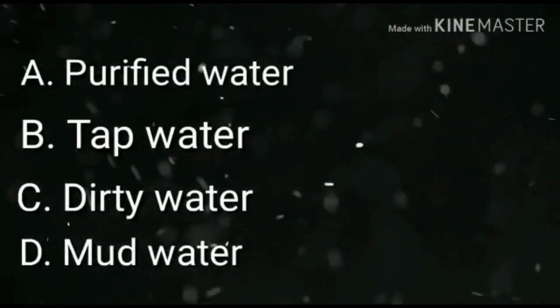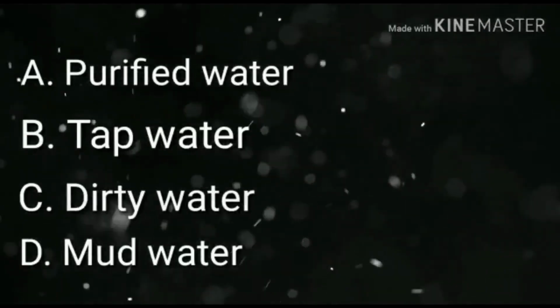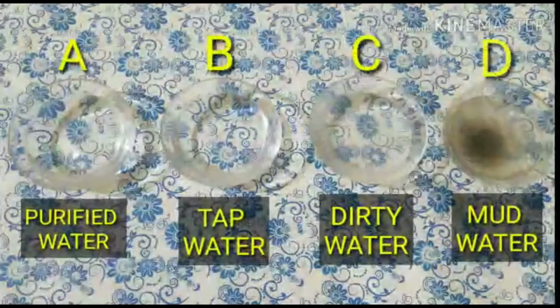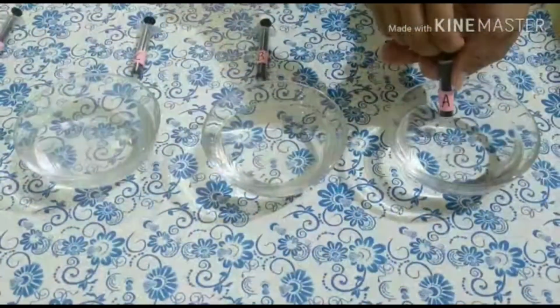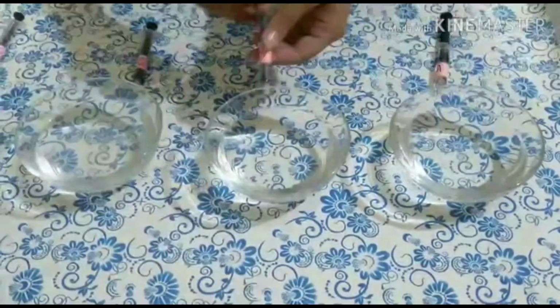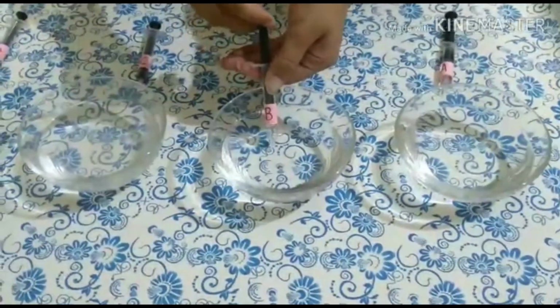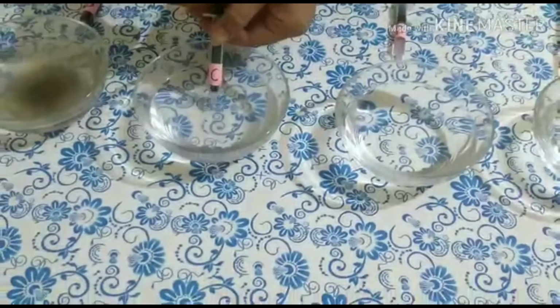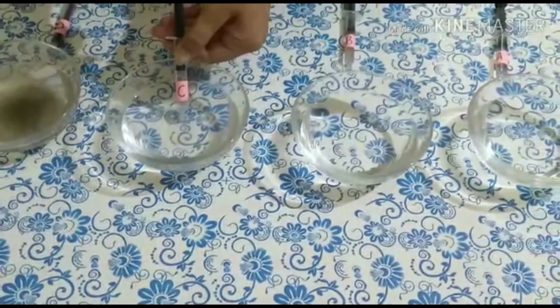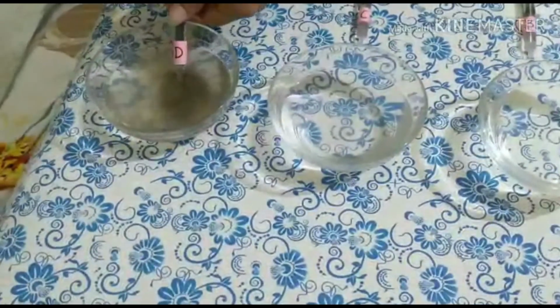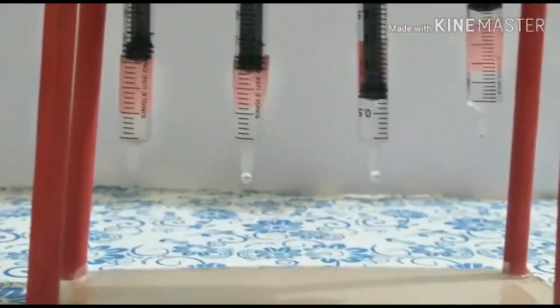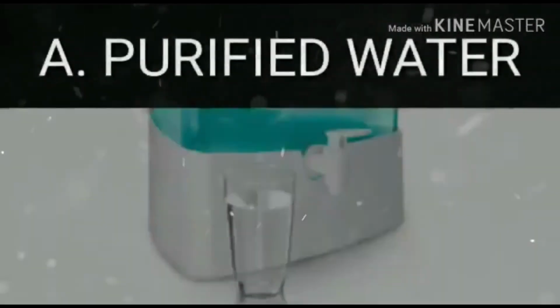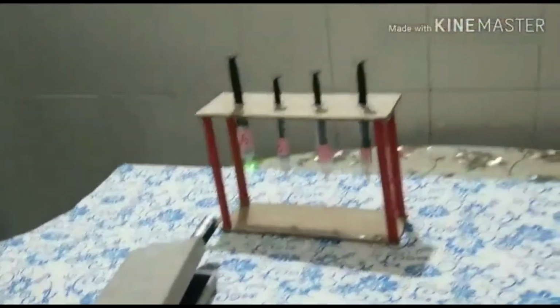Take four types of water: purified water, tap water, dirty water, and mud water. Mark all the syringes as A, B, C, and D respectively and fill them up. The dirty water is obtained by washing hands in the water. Now hang all the syringes into the stand and push the plunger such that the drop of water just comes out and does not fall. Set the laser beam such that it passes through the water droplet.